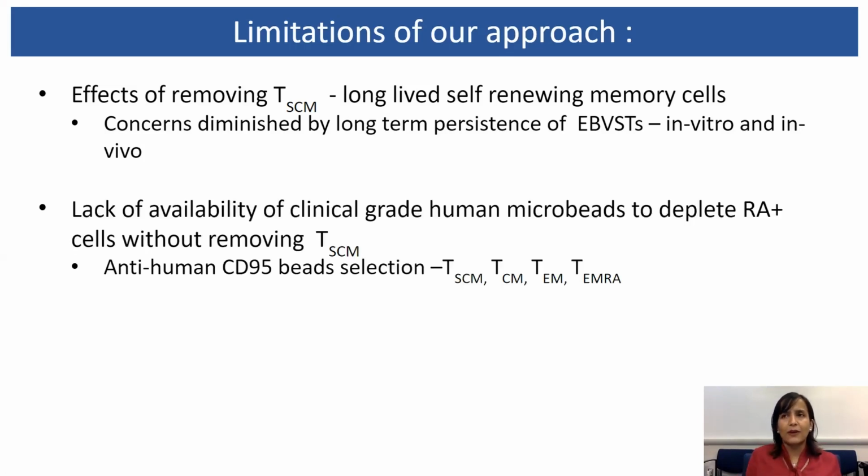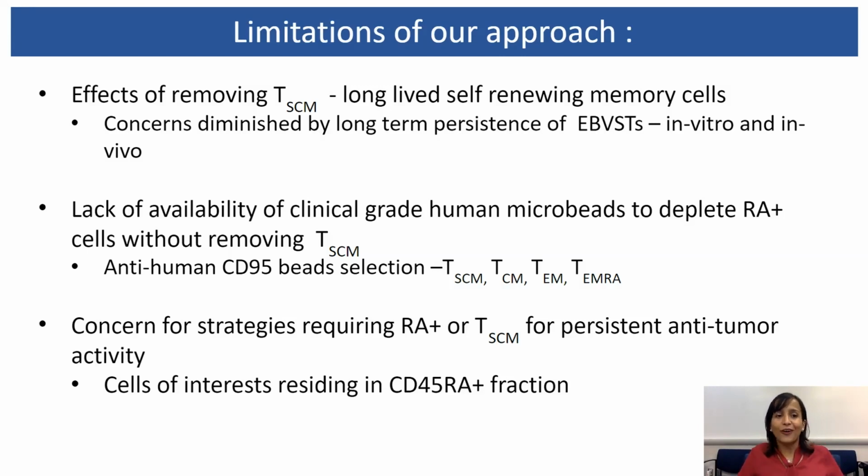And also, the applicability of CD45RA depletion, where we do indeed remove TSCM, is limited by the availability of clinical-grade beads to select only CD45RA-positive cells, and we cannot do so without removing TSCM. We could potentially utilize CD95 bead selection, which would go on to select stem cell-like memory cells, central memory, effector memory, and terminally differentiated memory cells. We, however, have not utilized or evaluated CD95 beads in doing so, and it is also constrained again by the lack of clinical-grade antibody to do so.